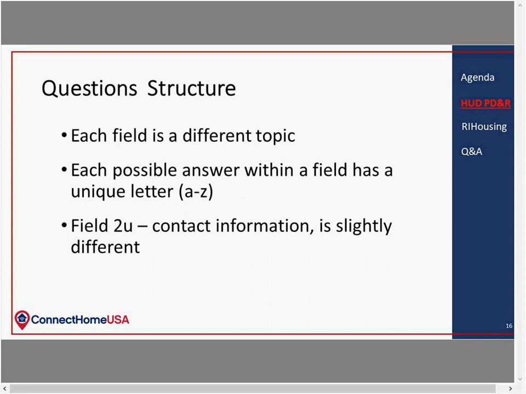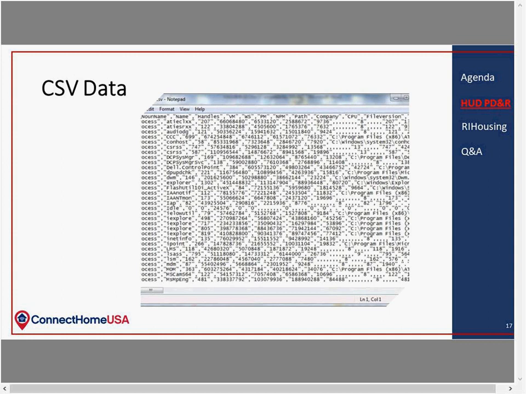The final field, contact information, is slightly different. That's just to collect information for potential later follow-up, so it's not the highest priority. We asked for the survey to output into CSV data. This is an example of CSV data. It sort of looks like gibberish. The thing to remember is that it stands for comma separated values, and that just means that for each entry, you put a comma after it, and that denotes that it's a different field. So you'll put in an answer like A or B or C, and then follow it with a comma before you put in your second answer.